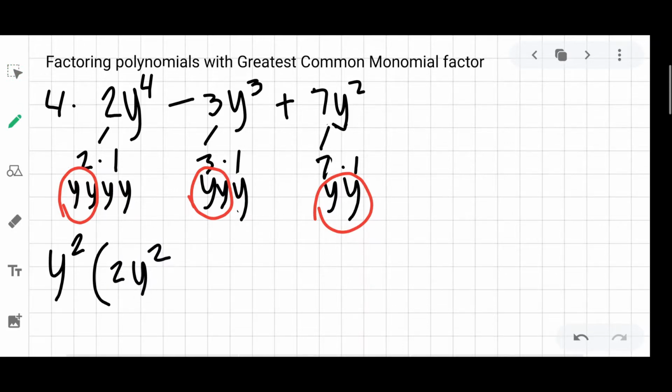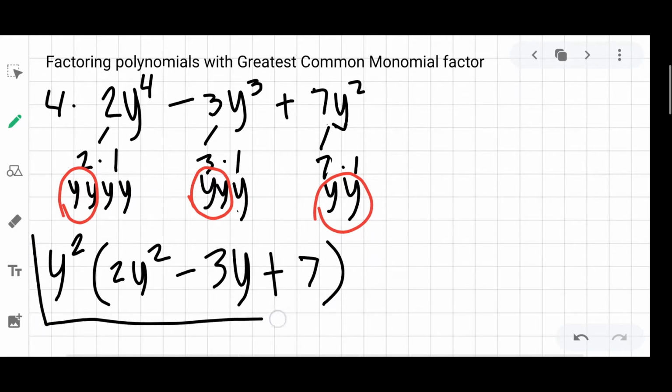2y squared. Then, dito, ang mga naiwan na lang na factors for negative 3y cubed is 3 and y. Sulat natin. Copy the sign first. Negative. 3y. Next is copy the sign. Positive. At ang naiwan na lang na factors dito sa 7y squared ay 7. 7 na lang ang natira sa kanya. And this is our final answer.